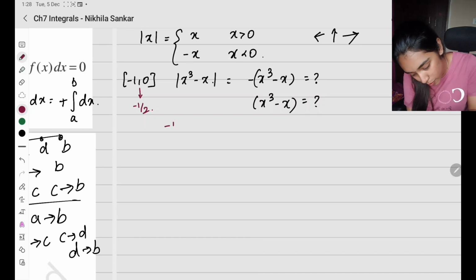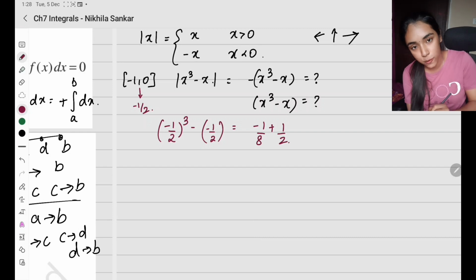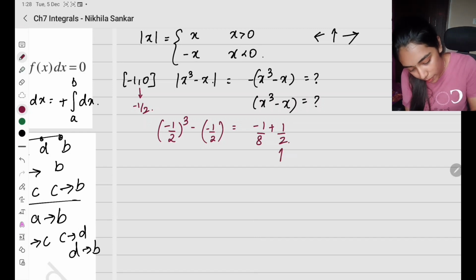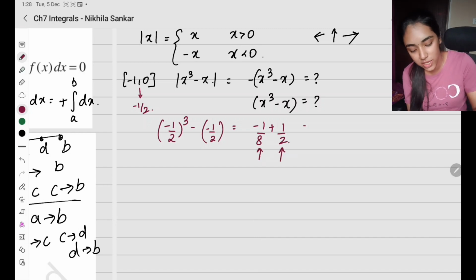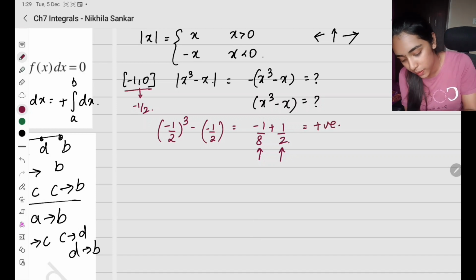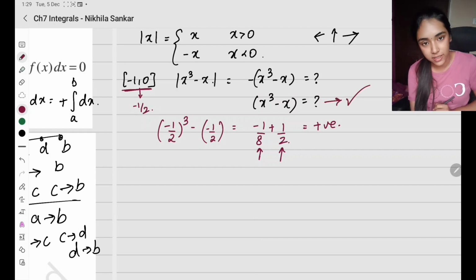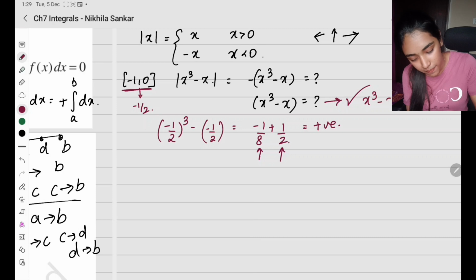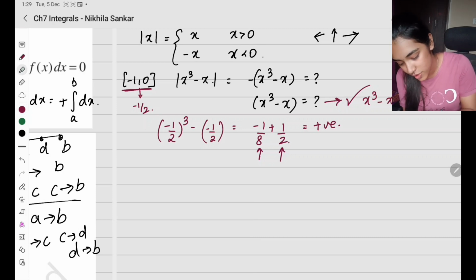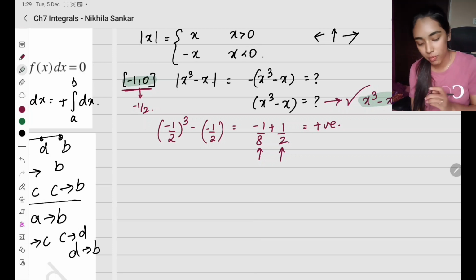So I have x cube which is going to be minus 1 by 2 the whole cube minus x which is going to be minus 1 by 2. So this is going to be minus 1 by 8 plus 1 by 2. So what do you notice here? In this case 1 by 2 is greater than minus 1 by 8. So this value is going to be positive. So whatever values you substitute in between minus 1 and 0, it is always going to be positive. So this is correct. So from minus 1 to 0, the mod function is going to give me the value x cube minus x.